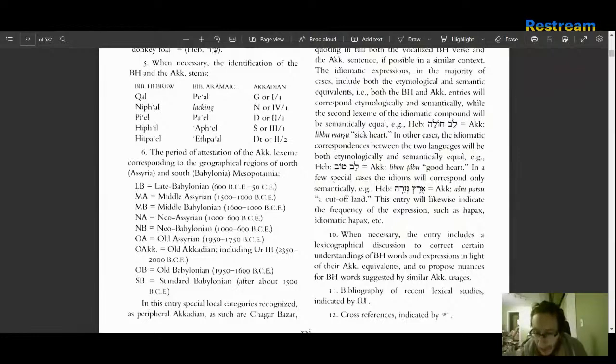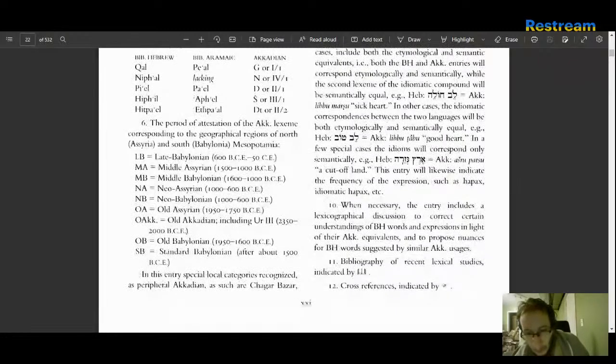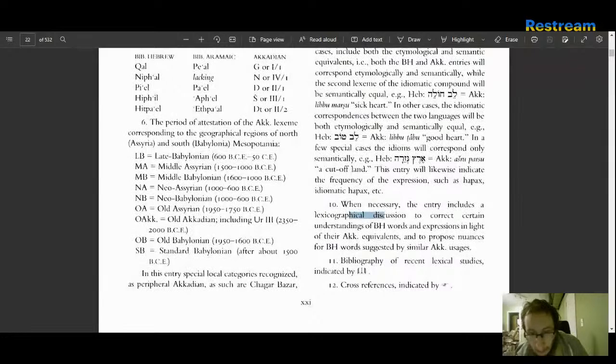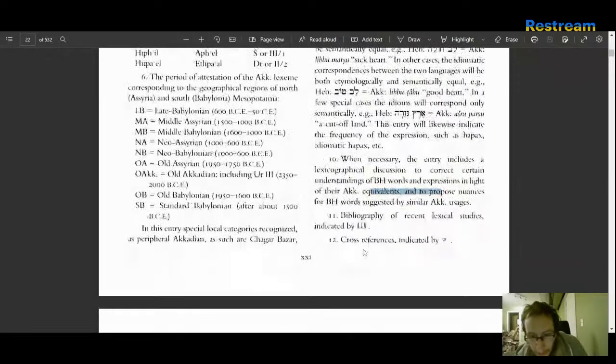So there are many hapax words in the Bible, which means that for a lot of the words in the Bible, we don't know for sure if they mean what they are commonly interpreted to mean. That's why we look to Akkadian, Arabic, and other Semitic languages to try to figure out the correct meaning of those hapax words. When necessary, the entry includes a lexicographical discussion to correct certain understandings of biblical Hebrew words and expressions in light of their Akkadian equivalents, and to propose nuances for biblical Hebrew words suggested by similar Akkadian usages.